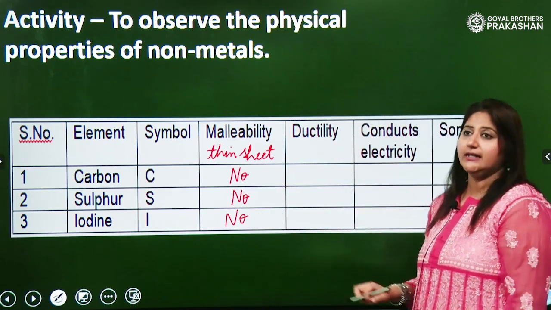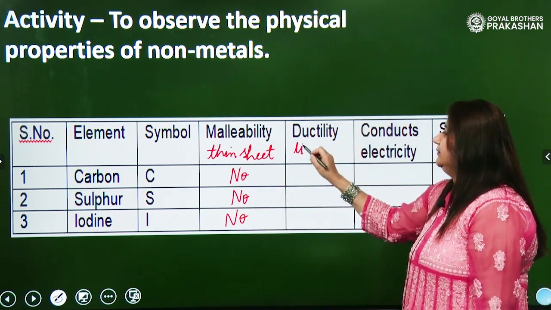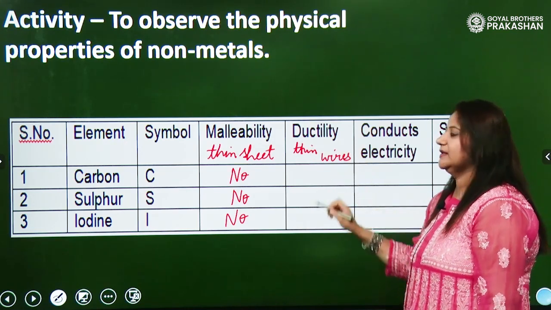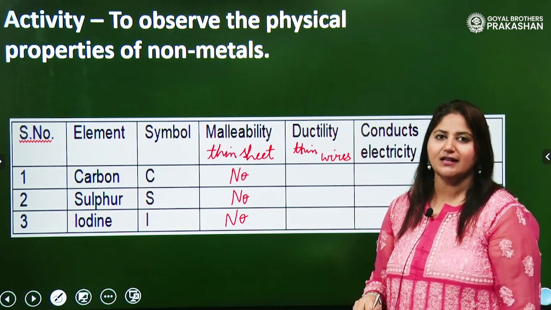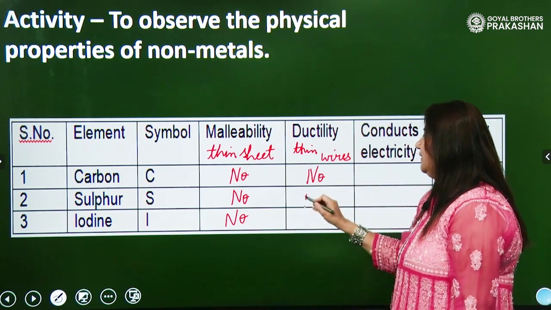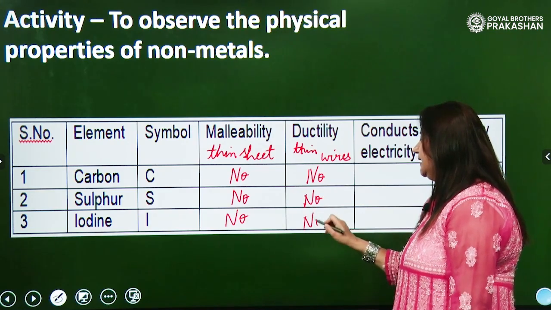Ductility. Ductility means converting into thin wires. Can you convert them into thin wire? Have you seen any wire of carbon or sulfur or iodine? No. So they cannot be converted into thin wires. The answer is no, definitely.